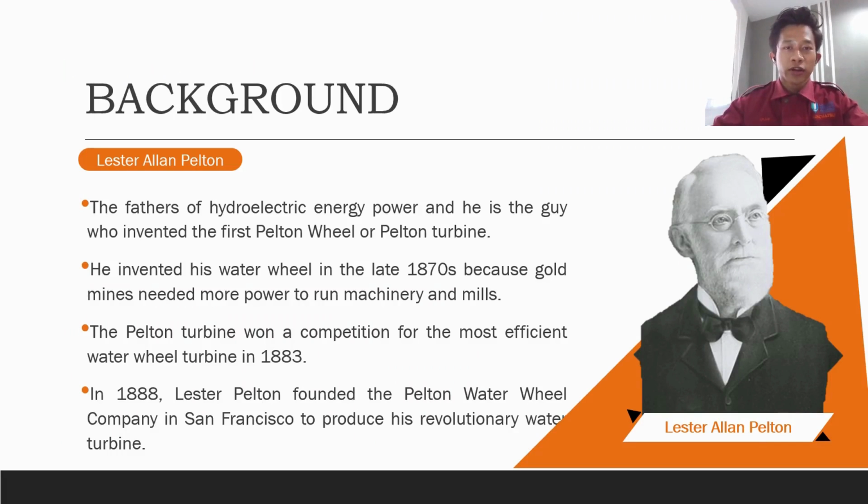First, let's look at the background of Pelton turbines. The man behind the invention of the Pelton turbine is Lester Allen Pelton, an American inventor who was born in September 1829. He is the father of hydroelectric power and invented the first Pelton wheel or Pelton turbine. In the late 1870s, Pelton invented his water wheel because coal mines needed an additional power source to run machinery and mills. In 1883, the Pelton turbine won a competition for the most efficient water wheel turbine. Later, in 1888, Lester founded the Pelton Water Wheel Company to begin industrial production of his revolutionary water turbine.